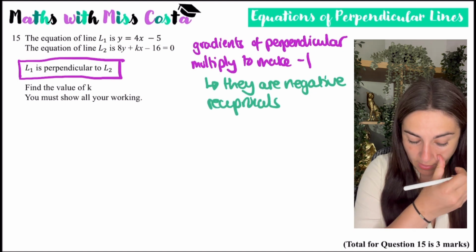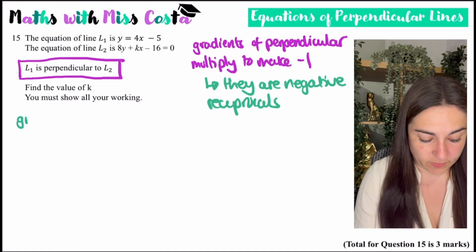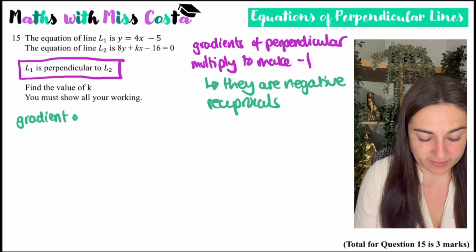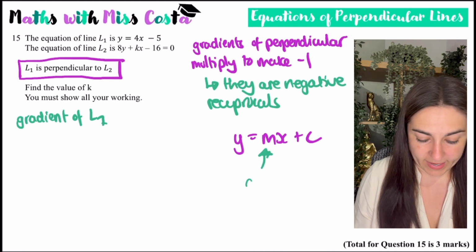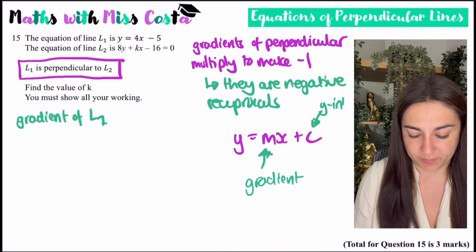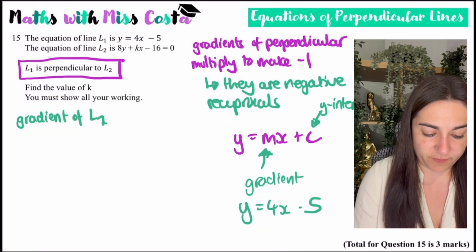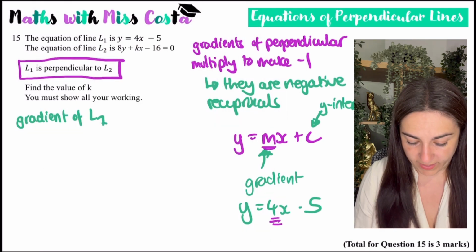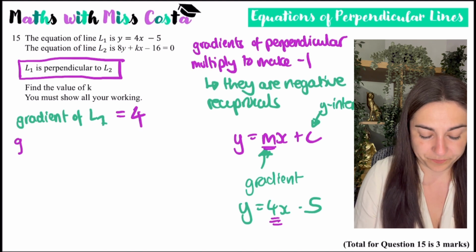So I need to find the value of k, and I must show how I got there. So what I can do is figure out what the gradient of L1 is. Now, every straight line is written in the form y equals mx plus c, where m represents the gradient and c represents the y-intercept. So in this line here, it's y equals 4x minus 5. The coefficient of x is 4, so therefore the gradient of line 1 is 4.